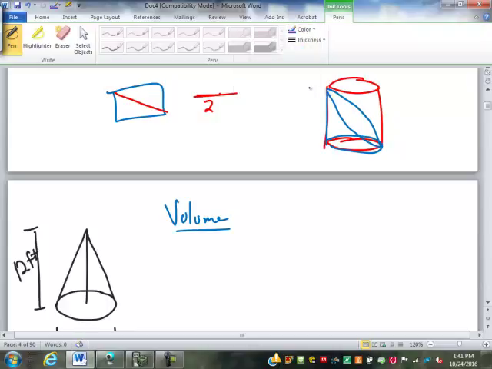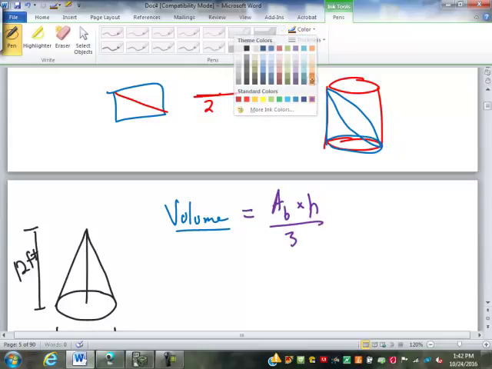Without doing calculus, there's no way to show you exactly where this comes from. So you're just going to have to believe me. The volume of the cone is equal to the volume of the cylinder, so that'd be the area of the base times the height, divided by 3.